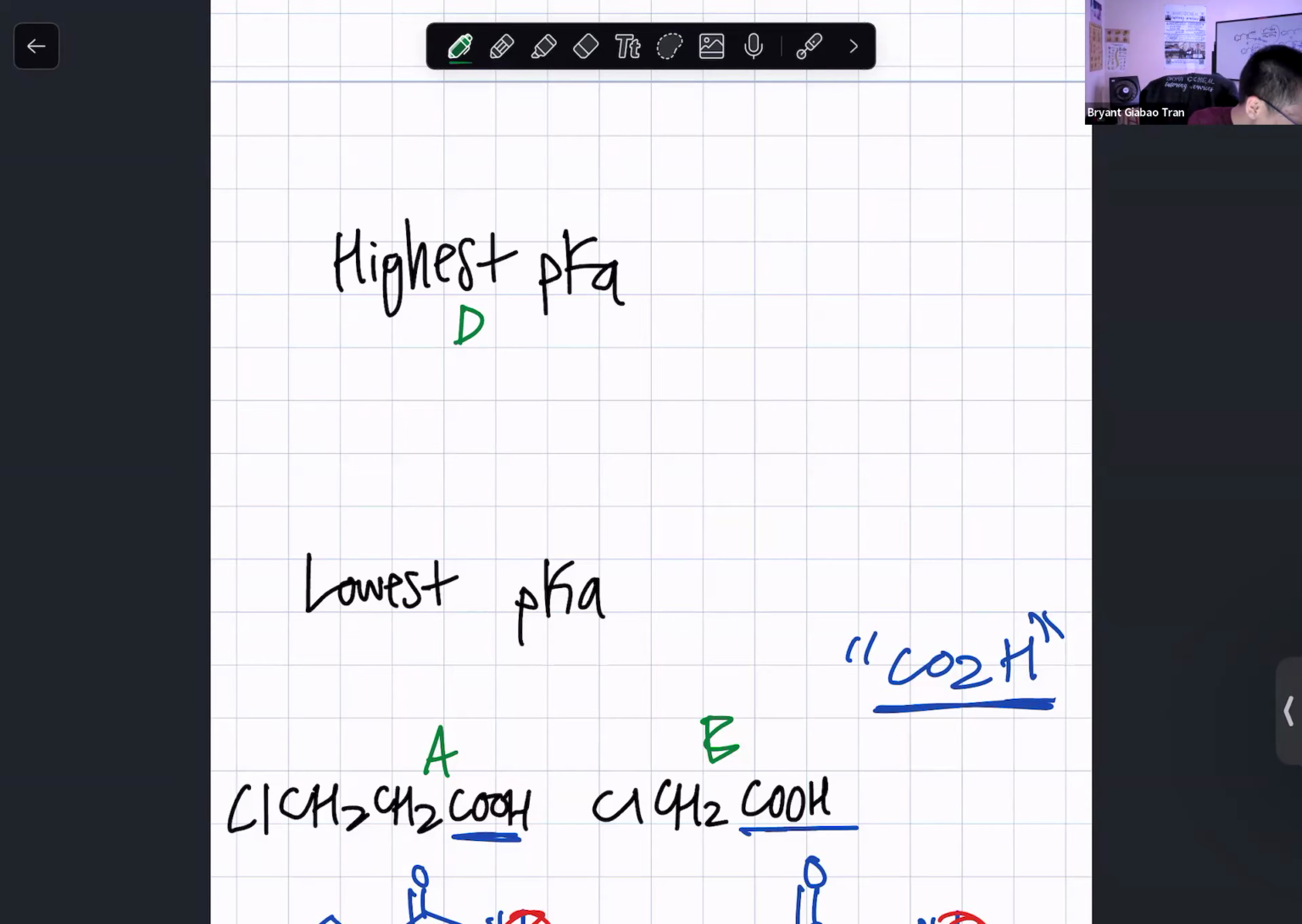More acidic, higher or lower pKa? It should be higher pKa, but let me double check. Oh shoot, lower pKa represents a stronger acid, higher pKa represents a weaker acid. The higher the value of the pKa, the weaker the acid is. Weak acids have relatively lower Ka, higher pKa values. Smaller pKa, stronger acid.